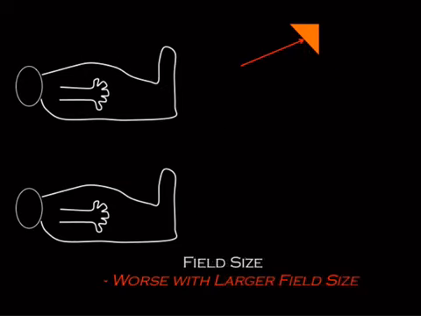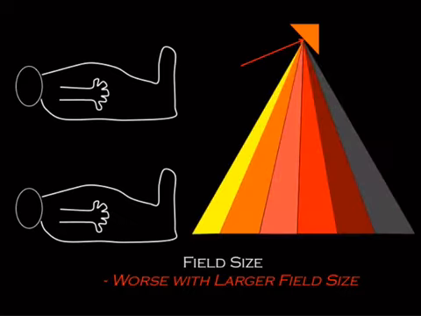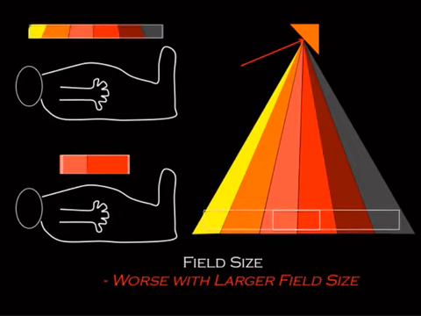Another way to look at it is the field size. So a larger field size is worse, so I'll prove that to you. Let's say we'll start out with a small field size here, and then we'll compare that to a big one here where we're seeing a lot of variation here versus just a little bit of variation here.